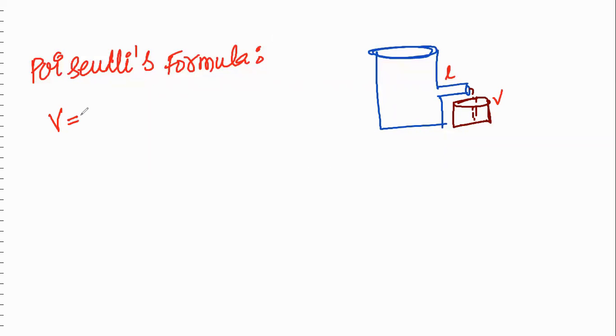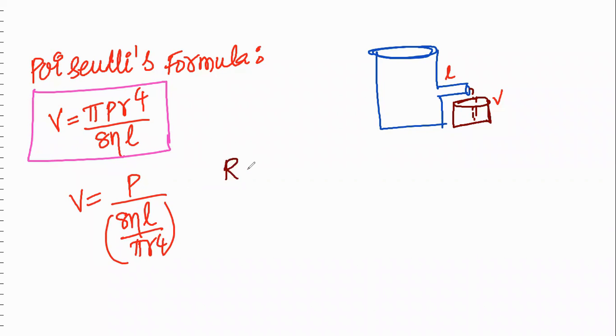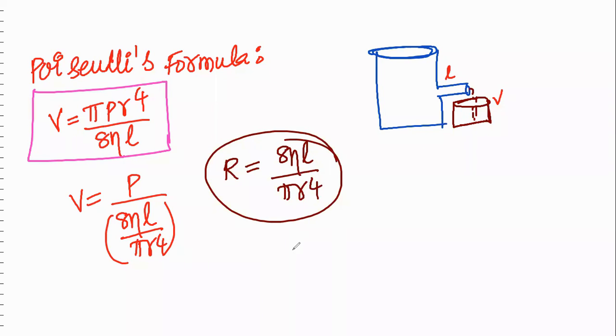Volume of the liquid collected in a pipe is equal to pi P r power 4 divided by 8 eta L. This is called Poiseuille's formula. Then we may write V is equal to P divided by 8 eta L over pi r power 4. This is called the resistance, where R is the liquid resistance, R is equal to 8 eta L divided by pi r power 4.